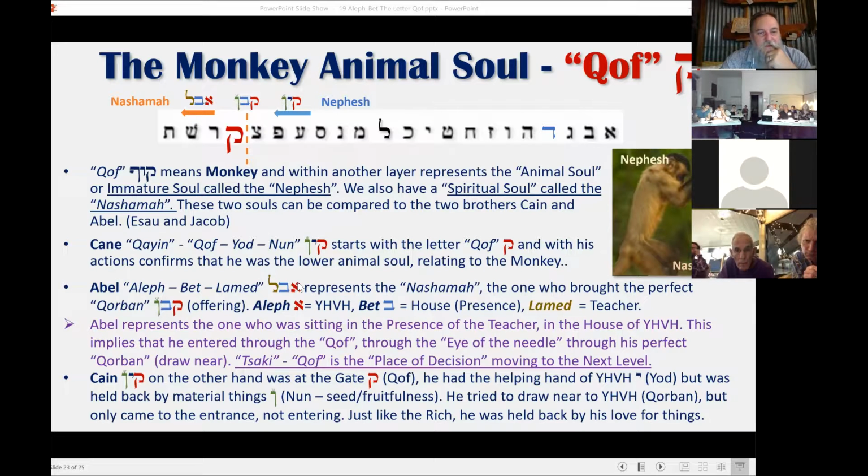So we see Abel is in the presence of the king, the teacher inside the house, and Cain was at the doorway. There was a hand prompting him. That's a yod, a small hand, but he was holding on with that hand to his physical fruit, to something that is grounded in the physical. So he could not let go of physical things, and that let him stand in front of the kuf, and he did not enter, but Abel did. And that's why his offering was rejected.